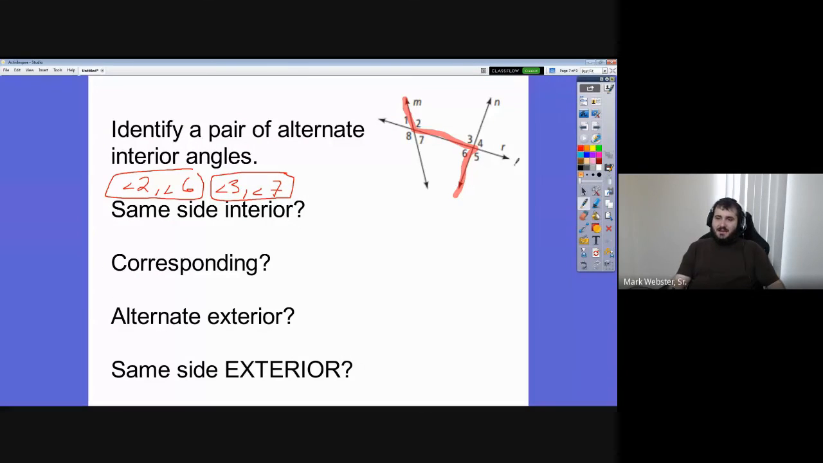Same side interior. Now we're talking about the ones on the inside but on the same side, right? So this guy right here, for example, right? Angle 2 and angle 3. Those are same side interior to each other. Angle 6 and angle 7. Those are same side interior to each other.